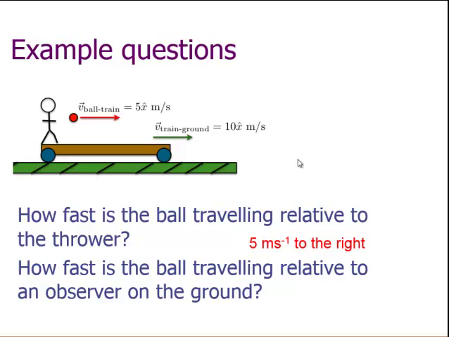Notice how I'm using velocities here. How fast is the ball travelling relative to an observer on the ground? Now the observer on the ground would see the train moving and the ball moving in the train. So we would have a sum of 10 meters per second and 5 meters per second. It would appear to be travelling at 15 meters per second to the right. So be careful with your frame of reference.